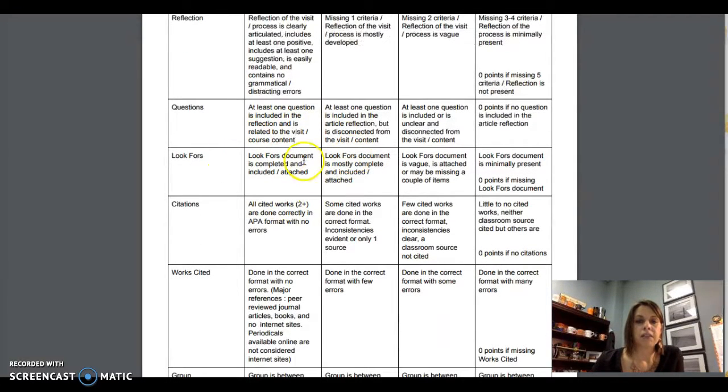Your look-fors document is completed and attached, so that's your context for learning. So please make sure if you did not complete your context for learning, you look back in one of the first couple weeks. I can't remember offhand which week it is, but please make sure you look back so that you're able to complete the context for learning, because that has to be included within this as well.